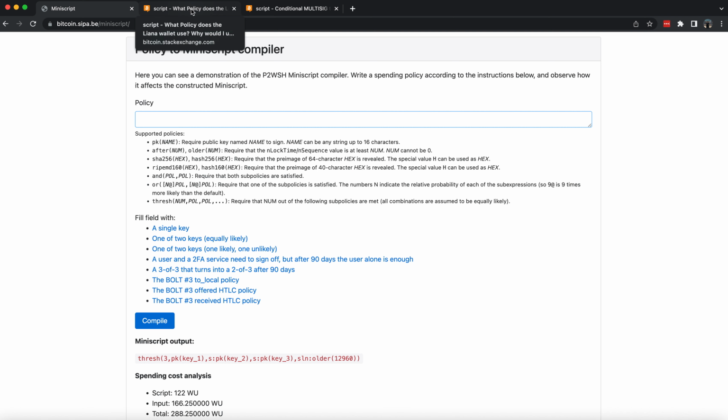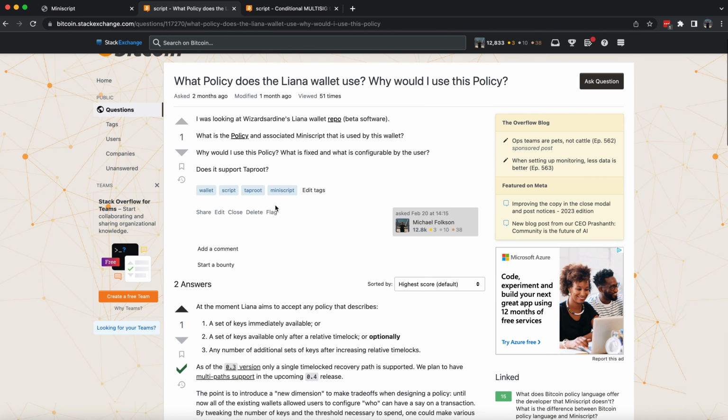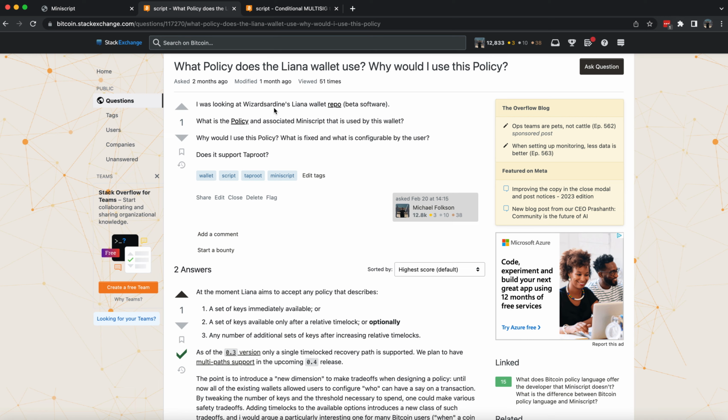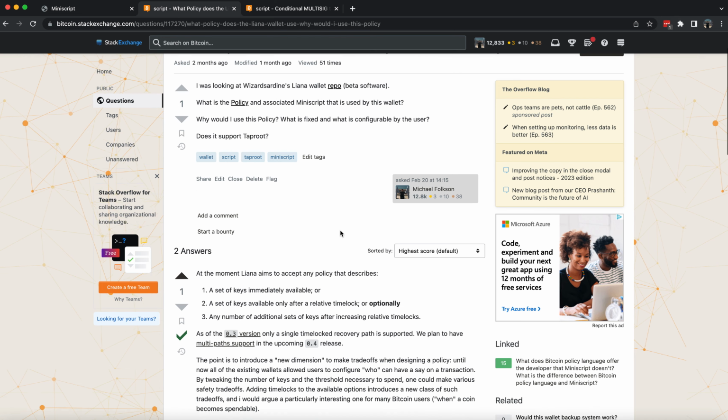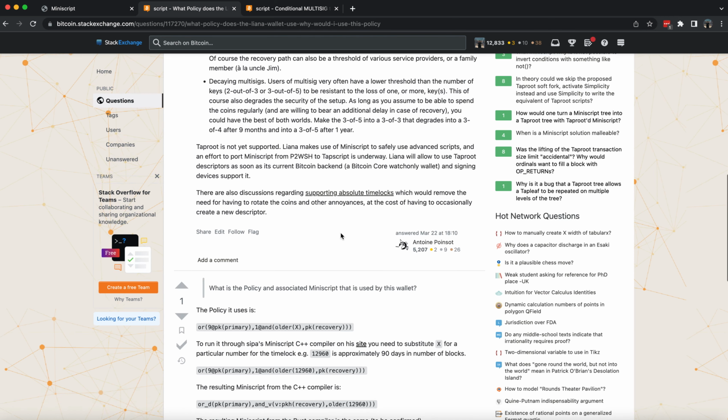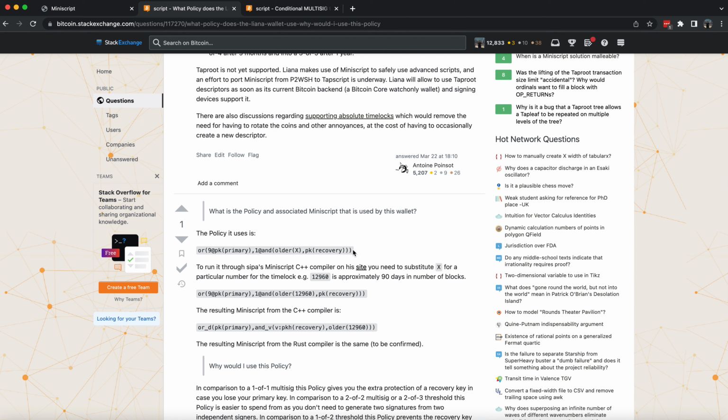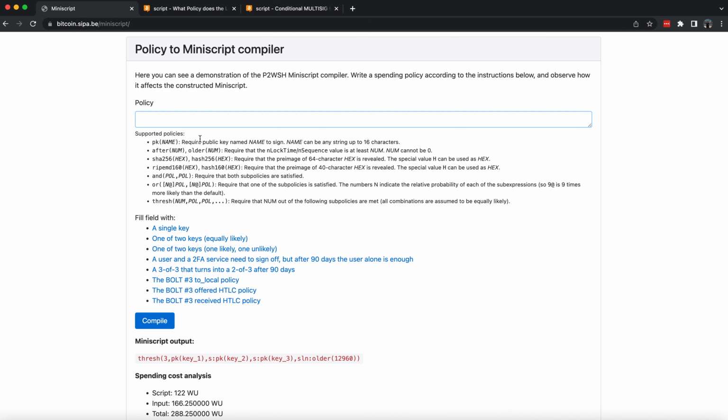So I've got a couple of Bitcoin Stack Exchange questions here. Wizard Sardine has a Liana wallet that uses Miniscript. The policy that they use is this or statement, so we can pop that in here. So it's an or statement, so you either need a signature associated with this primary public key, or both of these need to be satisfied.